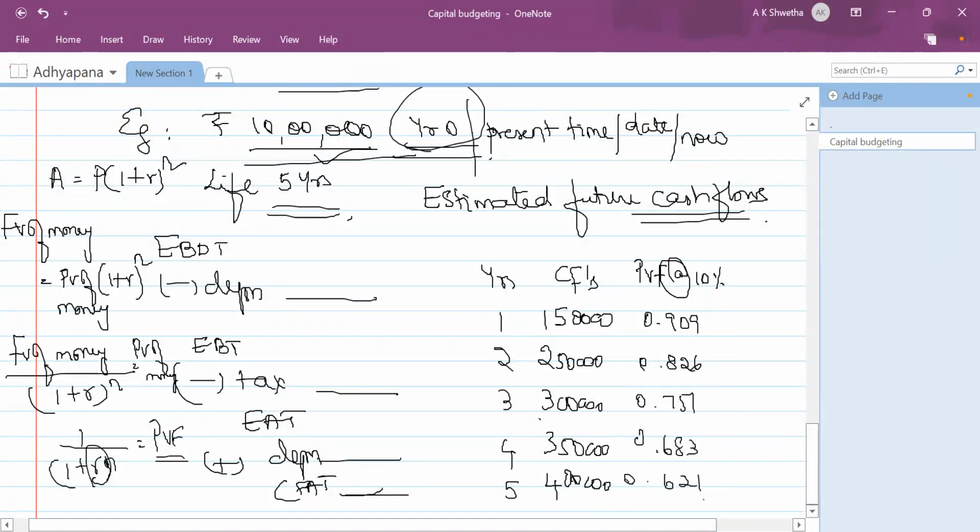Right? How did I get these numbers? For the first year, it is 1 divided by 1.1 to the power of 1. For the second year, it is 1 divided by 1.1 to the power of 2. For the third year, 1 divided by 1.1 to the power of 3. For the fourth year, to the power of 4. For the fifth year, to the power of 5.